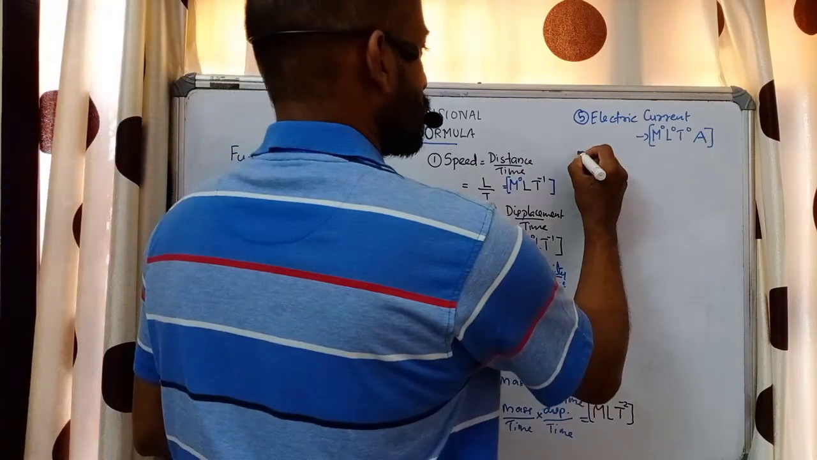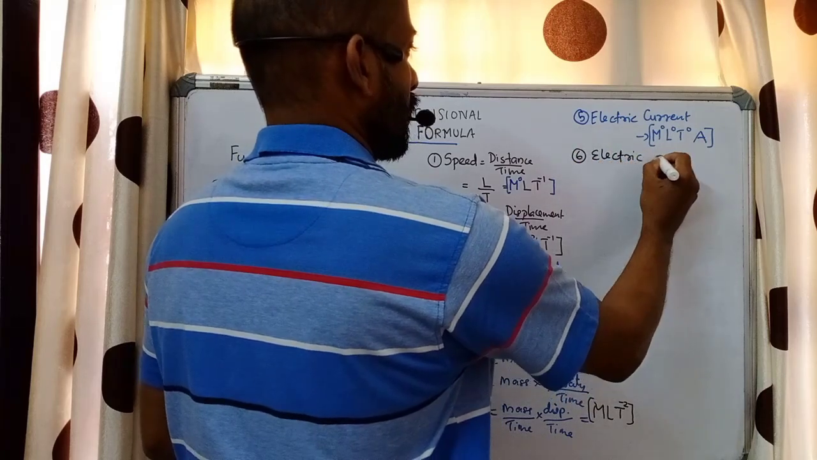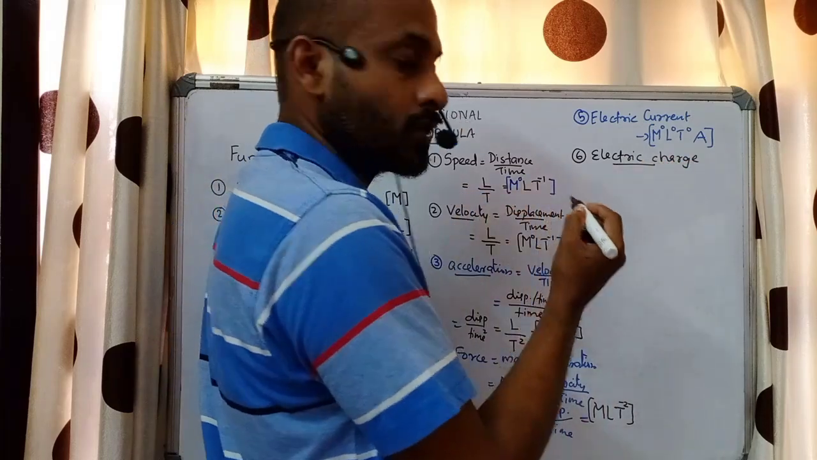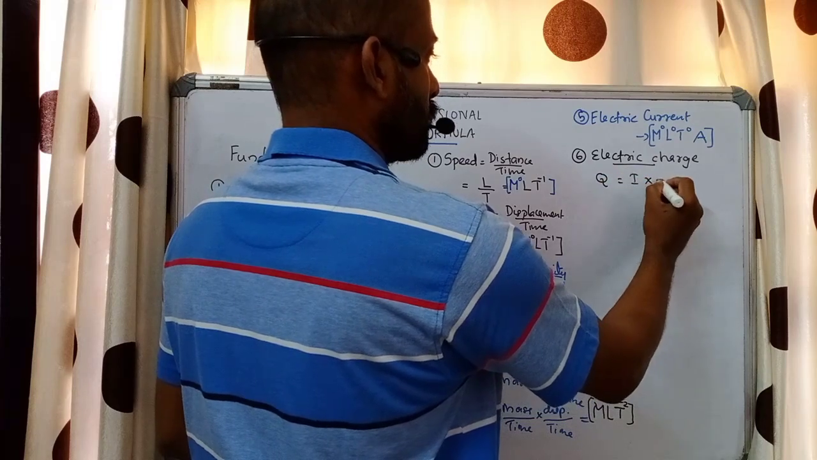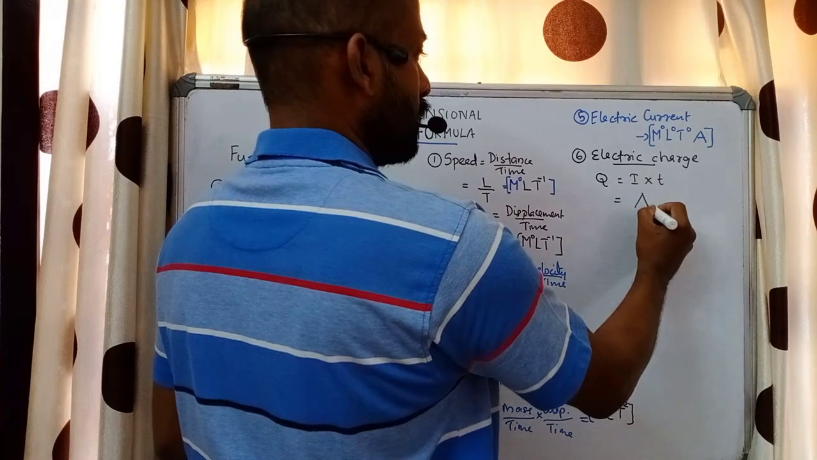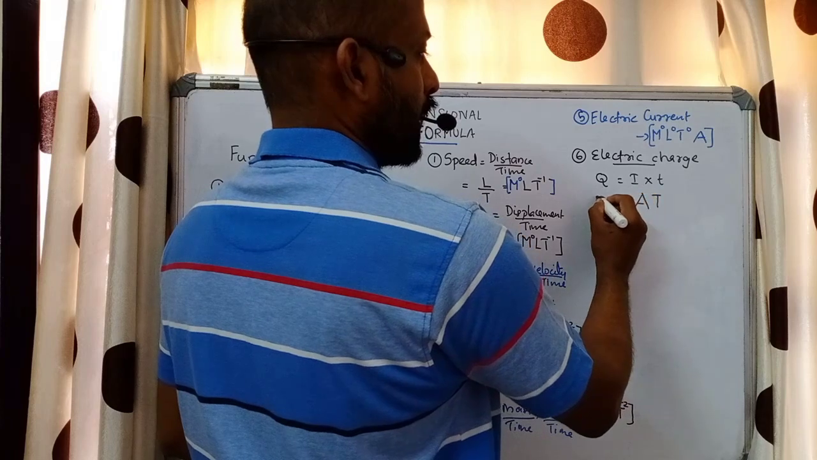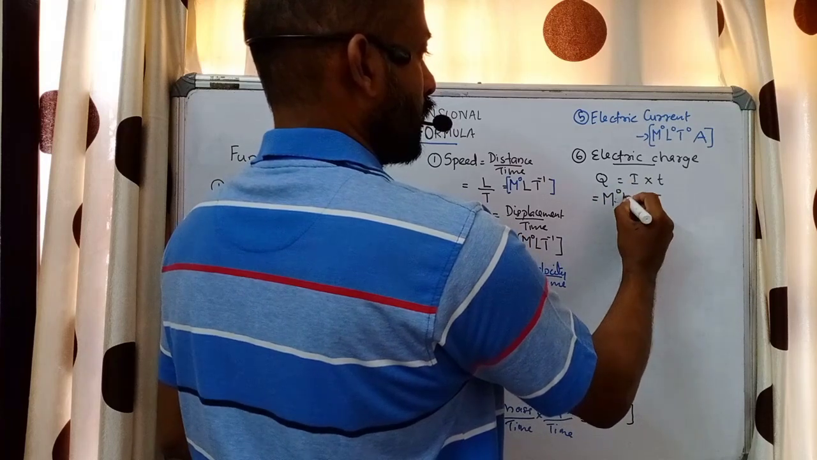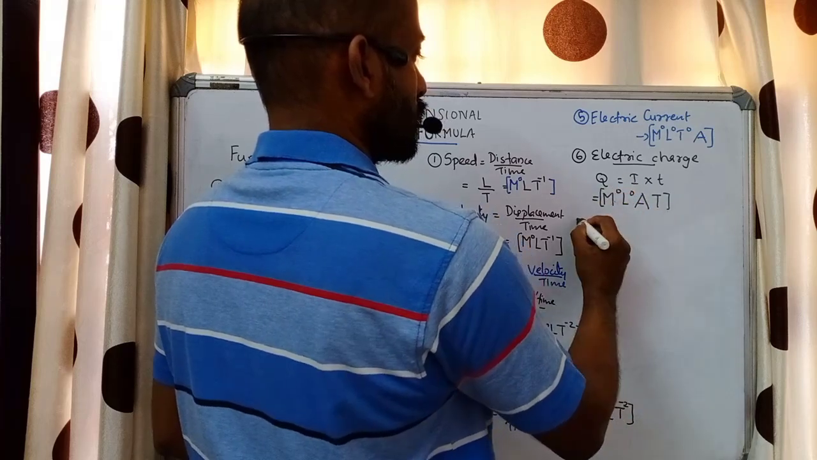The sixth one we can write is electric charge. To write the dimension formula of charge, we have to know the dimension equation of charge. We know that charge Q is equal to current into time. Okay. So what is the dimension formula? Current has dimension formula A. Time has dimension formula capital T. And we don't have M and L. What will you do? You will write M raised to 0. Then we will write L raised to 0. So that's the dimension formula of electric charge.